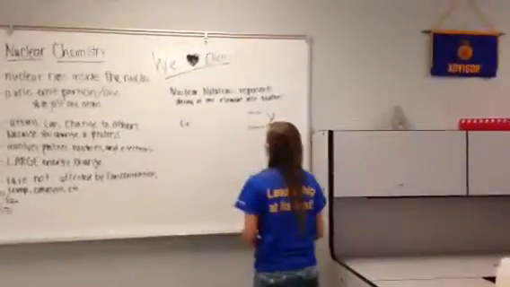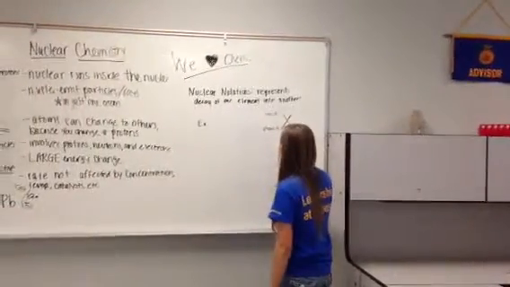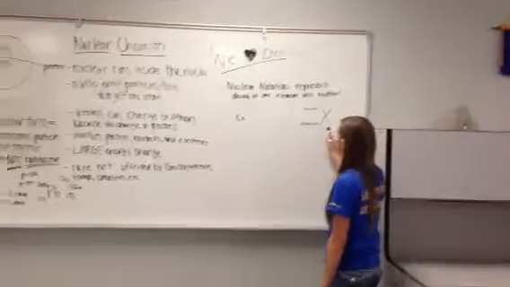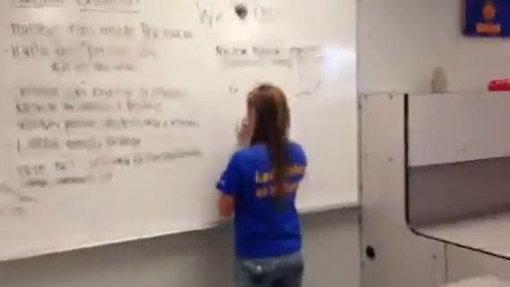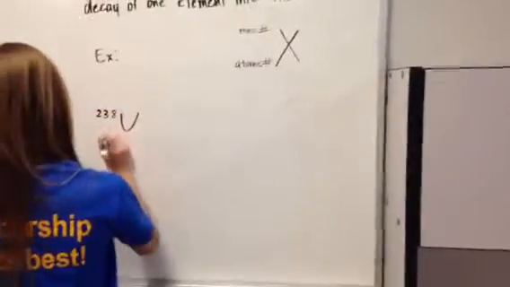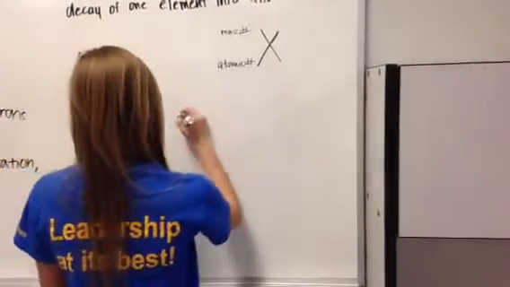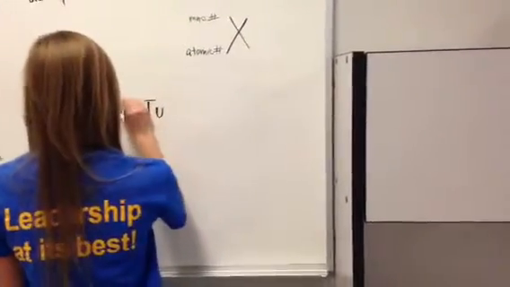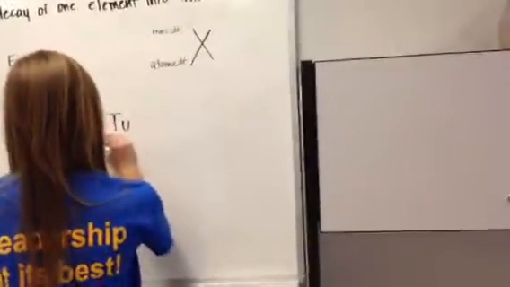Okay, nuclear notation. It represents decay of one element into another. And this is the basic formula. This is the element and then the mass number and atomic number. An example is uranium with a mass number of 238 and an atomic number of 92. Yields tungsten with a mass number of 234 and atomic number of 90.